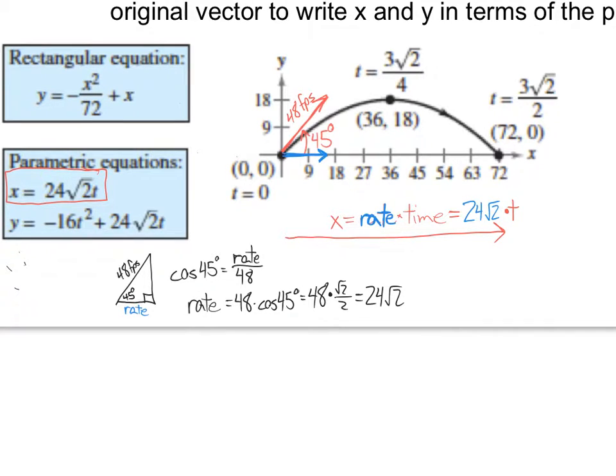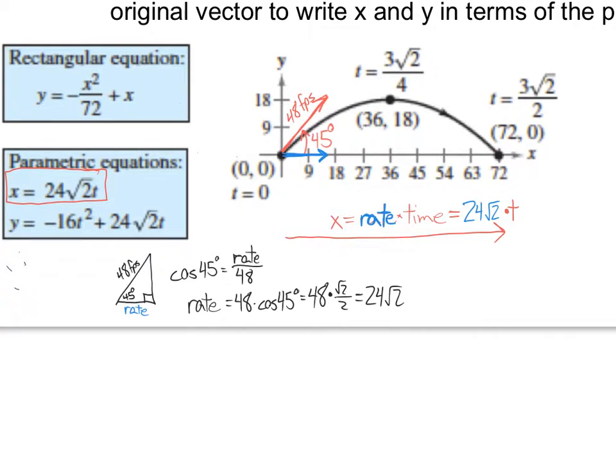So that's the first thing. We've got part of it. Now, did you notice what we ended up doing? We ended up taking the magnitude times cosine. All right. Does that sound familiar? Oh, like for work.